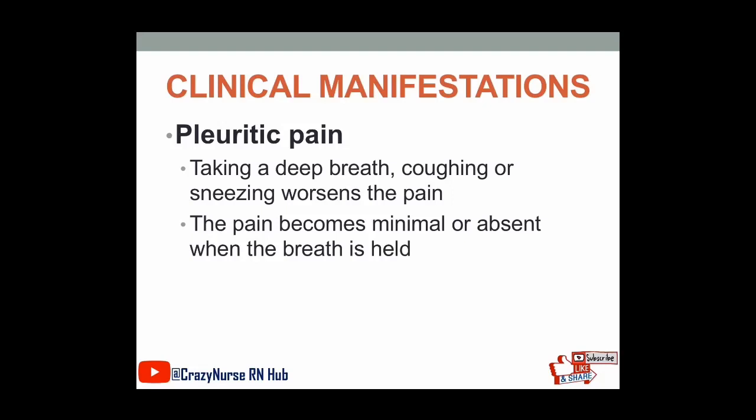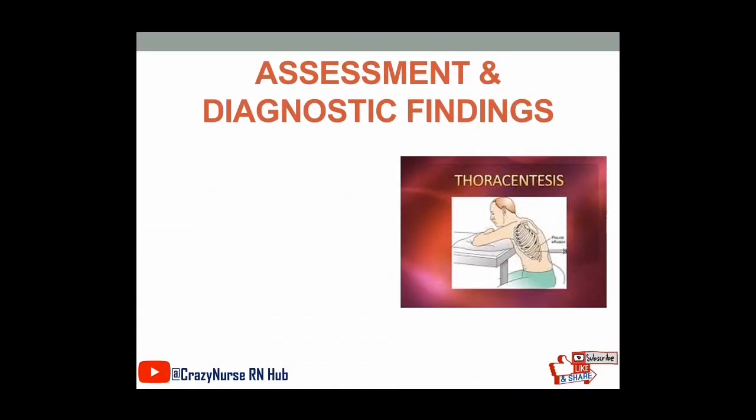Pleuritic pain is limited in distribution rather than diffuse. It usually occurs only on one side. The pain may become minimal or absent when the breath is held. It may be localized or radiate to the shoulder or abdomen. Later, a pleural fluid develops and the pain decreases. Now let's proceed to the assessment and diagnostic findings.